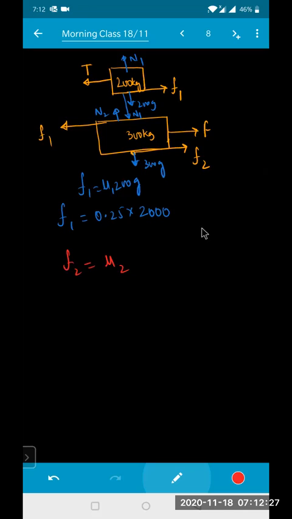Vertical forces: what are the vertical forces acting on this block? One is n2 upward, and the other is n1 plus 300 g in the downward direction. This one is exerting the normal in the downward direction, that is n2, and this n2 is in the upward direction. So this n2 will be equal to n1 plus 300 g. n1 is 200 g plus 300 g, and that becomes 500 g. So it is 500 into g.